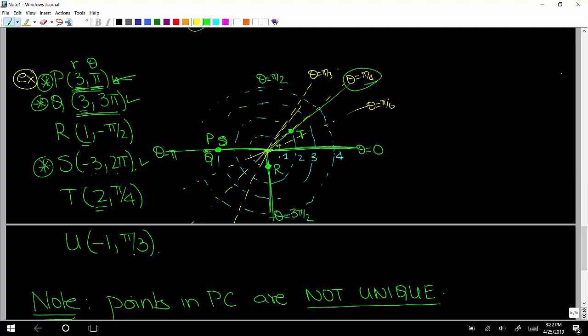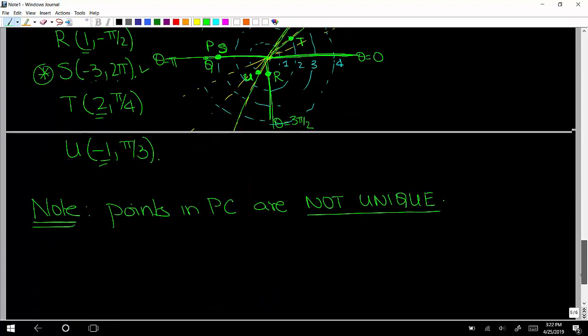Similarly, U is negative 1 and pi over 3. So we're going to go to the line that is pi over 3 here. And on that line, we have to go negative 1 units. But remember what I just said. If R is negative, then we flip 180 degrees. So we'll go all the way on this line. That's exactly 180 degrees from here. And then we're going to go 1 unit on that line. So that's this point here. So that's going to be U. So anytime R is negative, you just flip 180 degrees and that'll give you the point there.